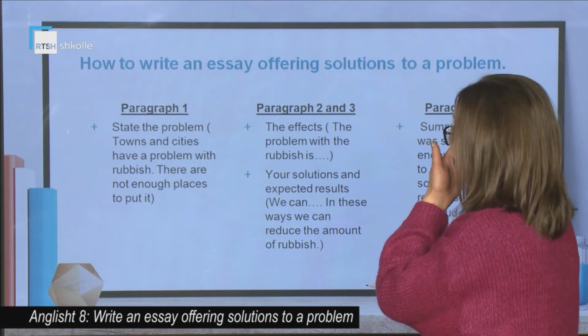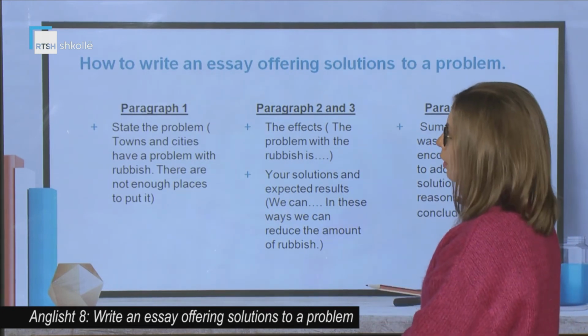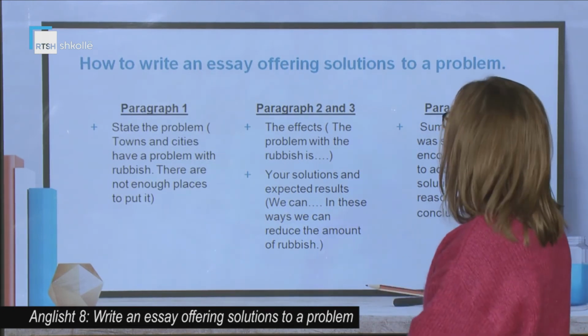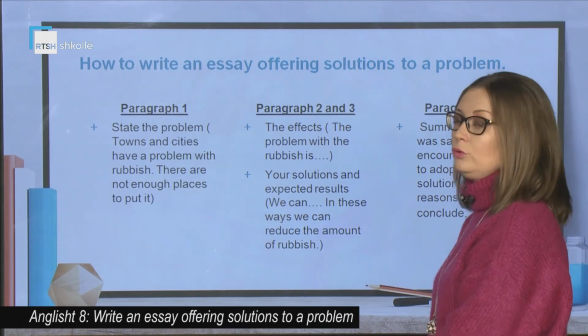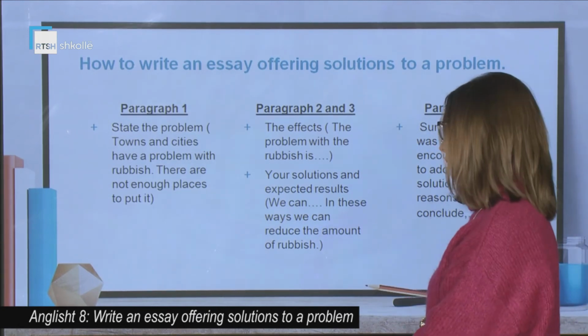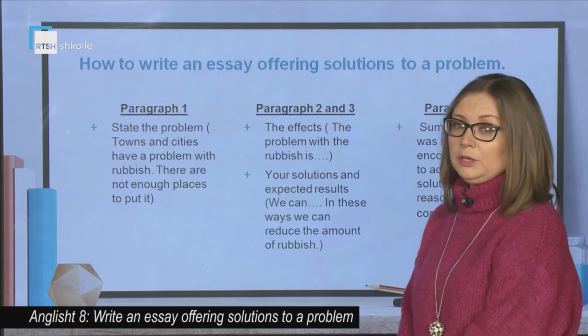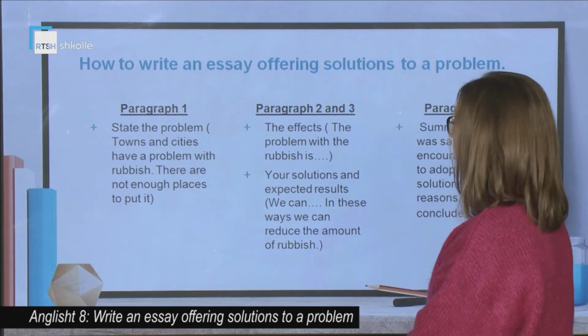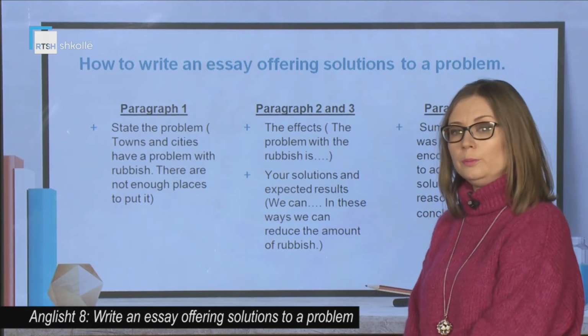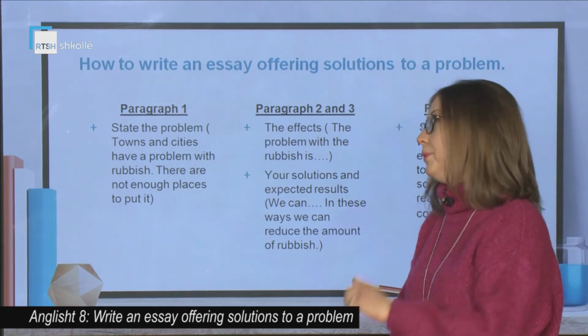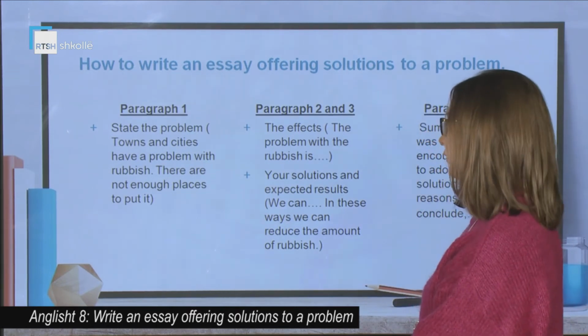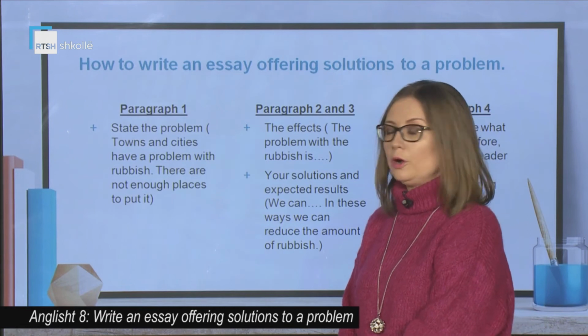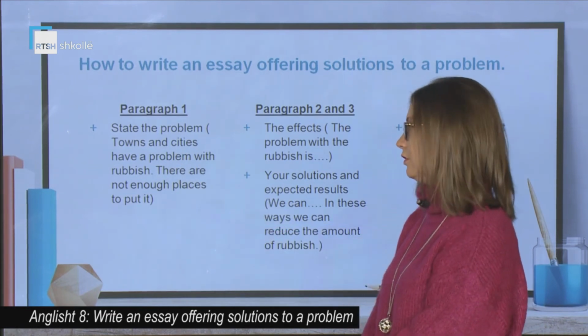Now we're going on how to write an essay offering solutions to a problem. What you're going to write at each of the paragraphs. As I told you at the beginning, while we write an essay offering solutions to a problem, we should include 4 paragraphs. At the first paragraph, we state the problem. So that is the first one.